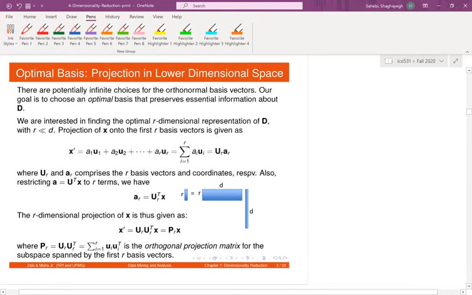But our goal is to find the direction that gives us an optimal basis. And also, we want to reduce the number of bases that we need to represent our data, right? So our interest is finding the optimal R-dimensional representation of our data with an R that is much less than D.